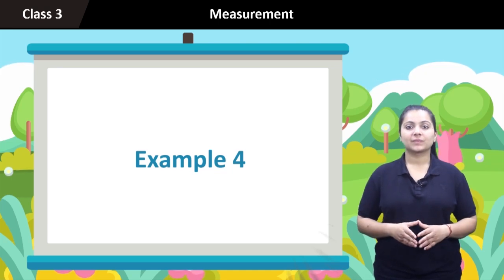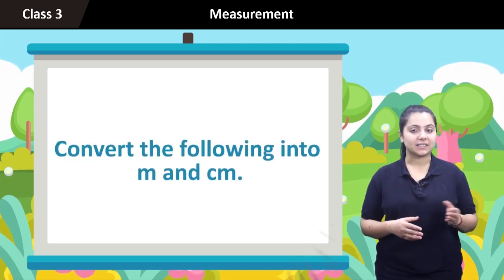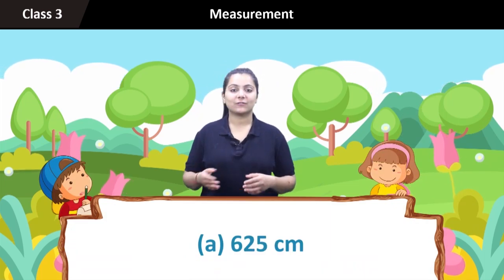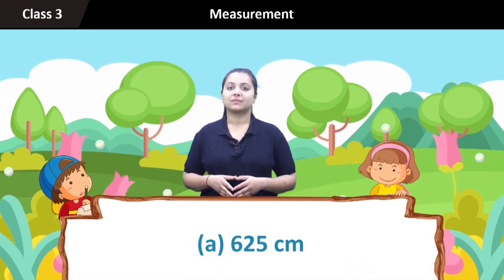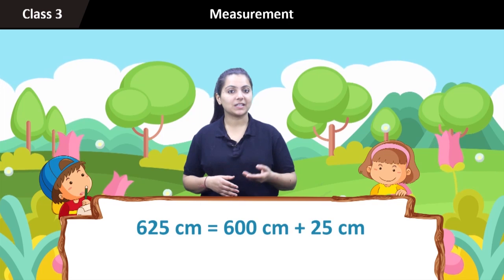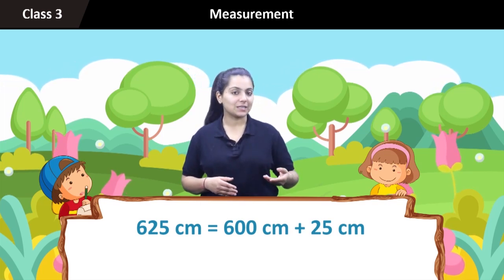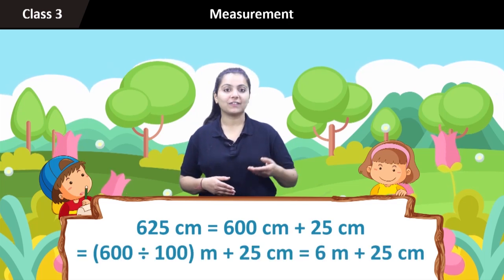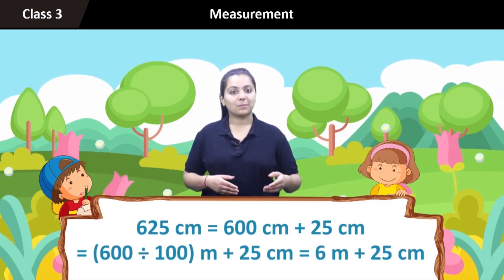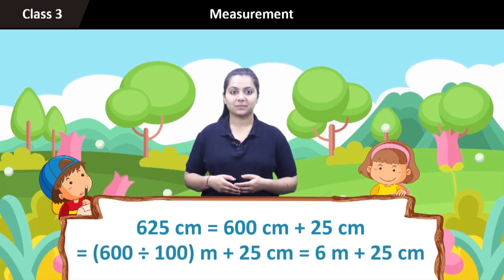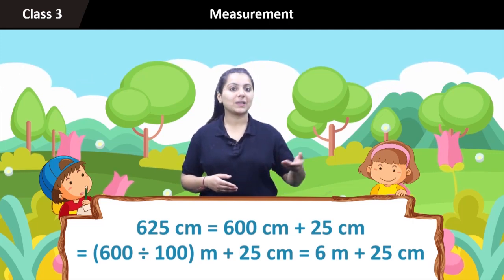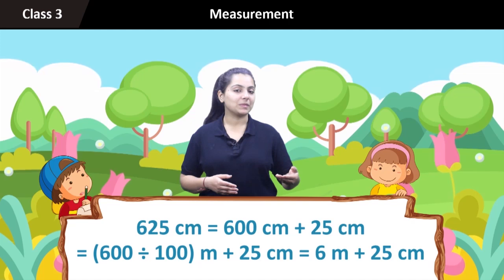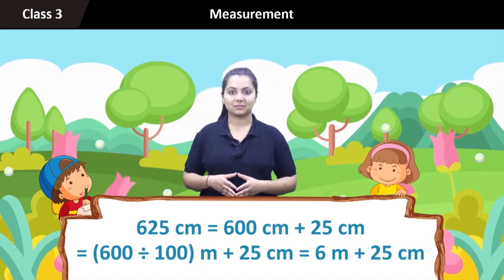Example 4. Convert the following into meter and centimeter. A. 625 centimeter. 625 centimeter is equal to 600 centimeter plus 25 centimeter. 600 divided by 100 meter plus 25 centimeter. 6 meter plus 25 centimeter, that is 6 meter 25 centimeter.